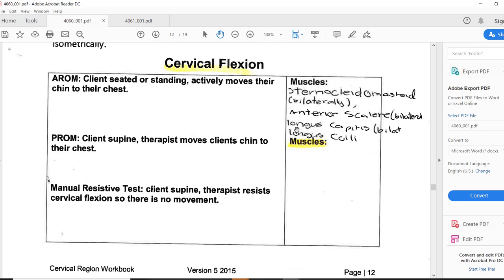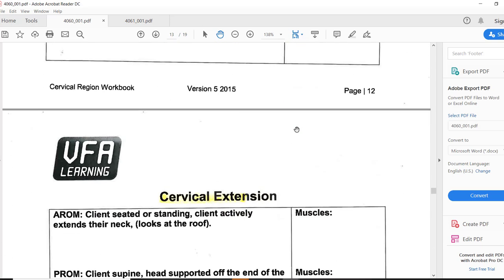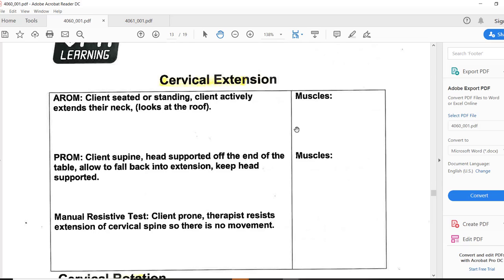So you've identified muscles in the top part, but you also need to make sure that you're separating what muscles are involved during the active range of movement section and what is being used in the passive range of movement section. Remember, the manual resistive test and active range of movement will be the same muscles, but passive will be different. So this also needs to be done for cervical extension.